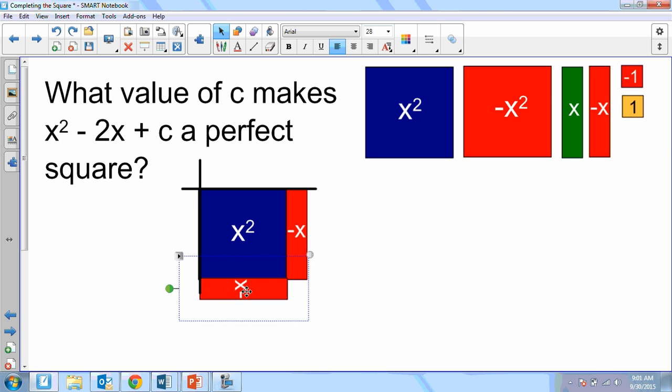So what's missing from our square to make it a perfect square? Just a single one tile, right? Now, should it be beige or should it be red? Beige. Why is it beige? You're right. Good, because a negative 1 times a negative 1 is going to get me a positive. So very good. It's going to be a beige tile.